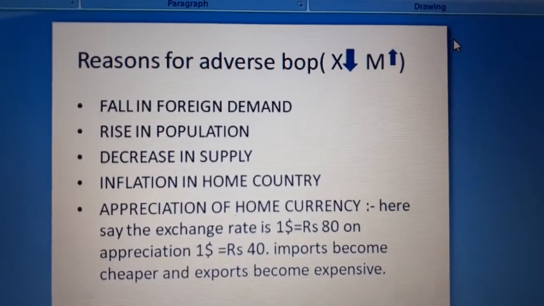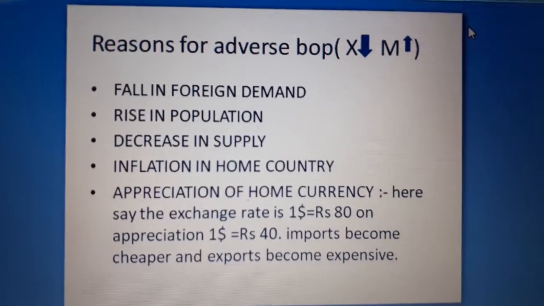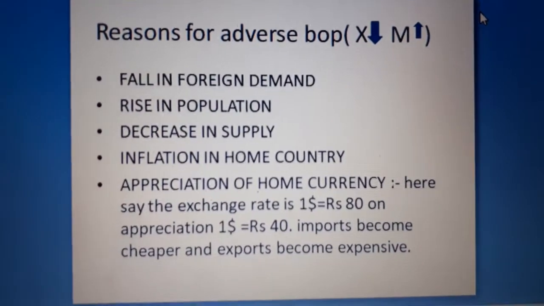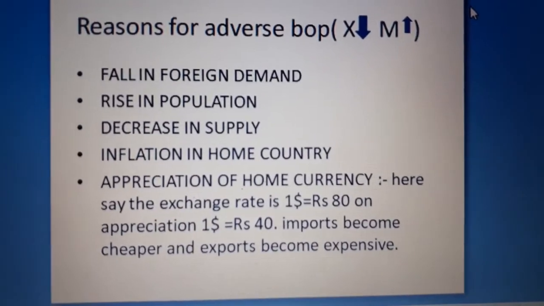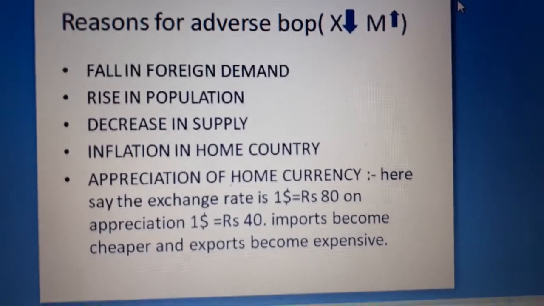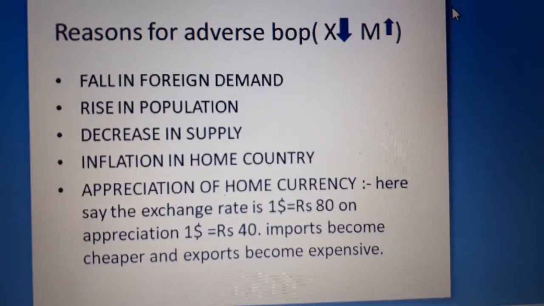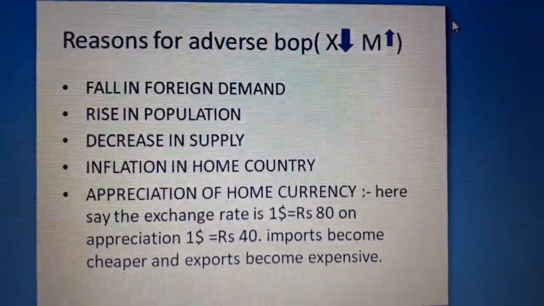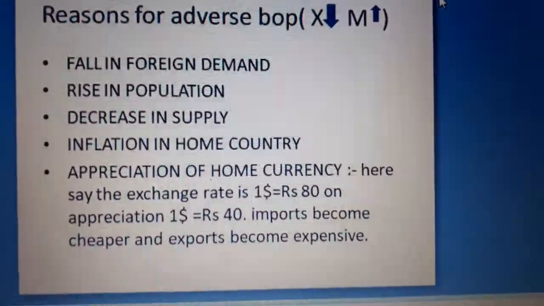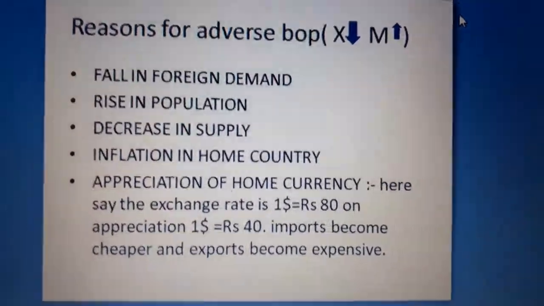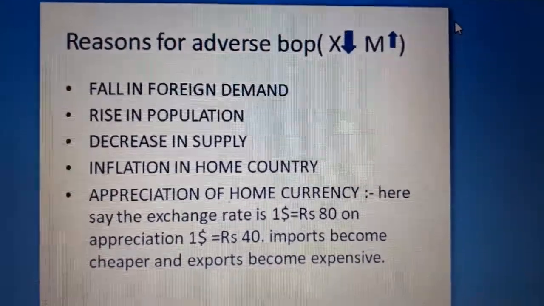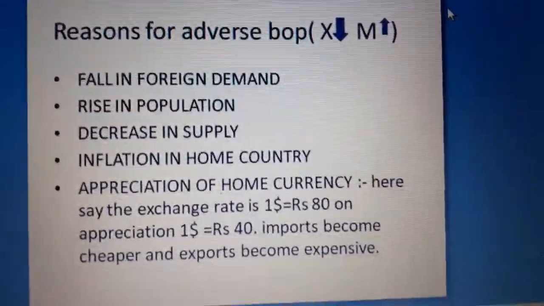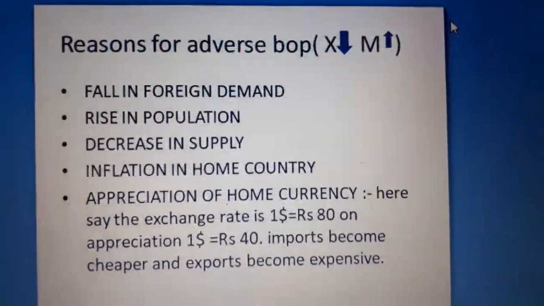When there is a fall in the foreigners' income, when there is a change in taste and preference, we have to go to microeconomics, factors affecting demand. Whatever reason is causing a fall in the foreign demand for domestic exports will cause an adverse balance of payment. Then we have a rise in population. If the population increases, then our demand for commodities will increase, and if we cannot produce our own requirement, then our demand for imports will go up.